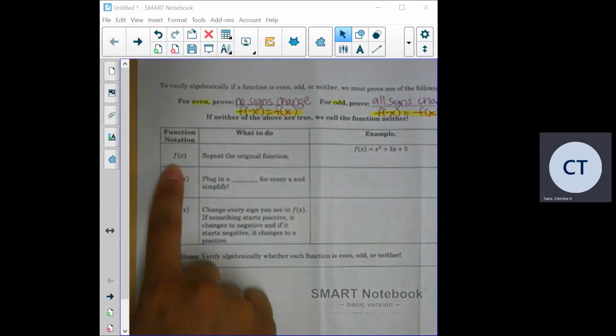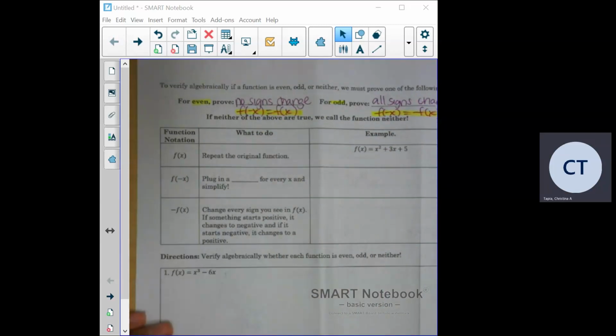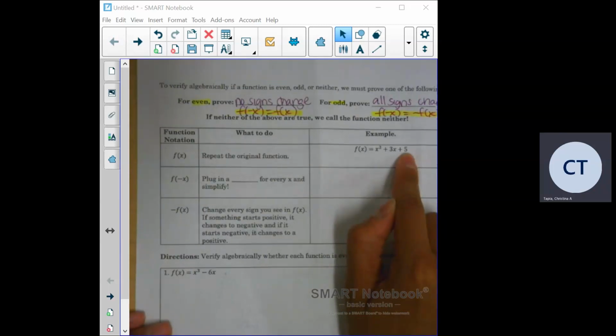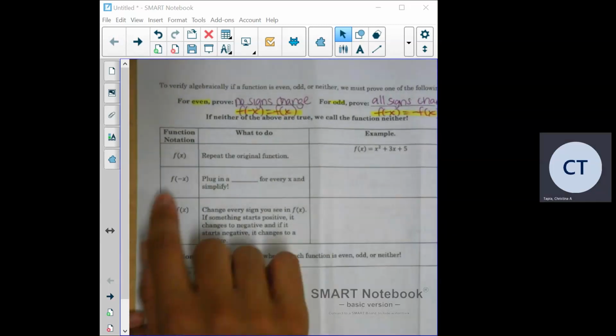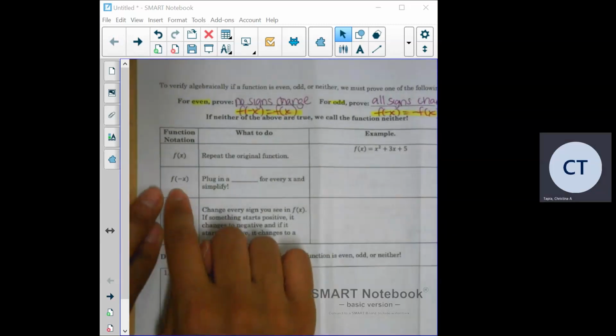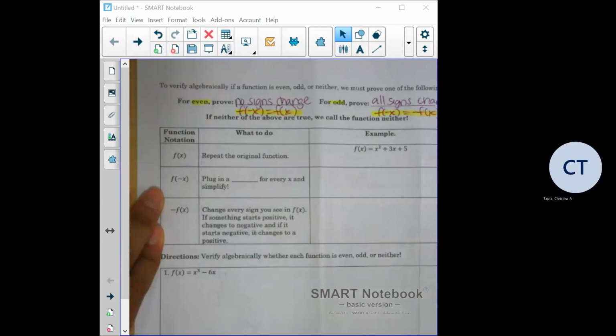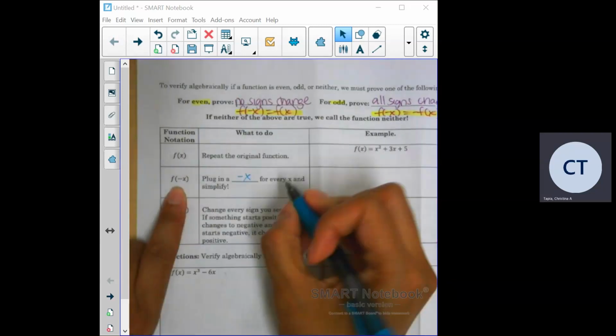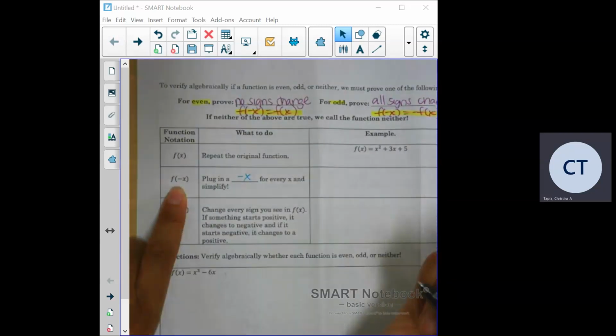So f of x is always repeating the original function. It's literally the exact same thing. So this is f of x, your function of x. For f of -x, what would you plug in? Say it again. A -x. Whatever's in the parentheses is what you're plugging in for every x, and then you're going to simplify.